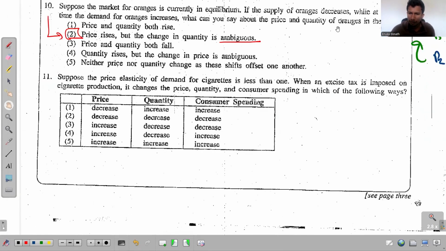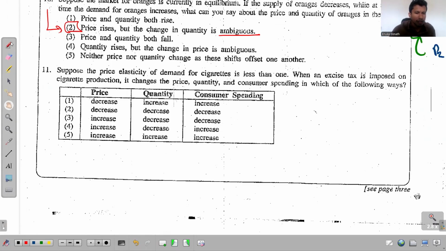Right, now look at this 11th question. Suppose the price elasticity of demand for cigarettes is less than 1. All right, so for cigarettes, we have inelastic demand. Right, so let me write inelastic demand. When an excise tax is imposed on the cigarette production, it changes the price, quantity, and the consumer spending in which one of them are okay.